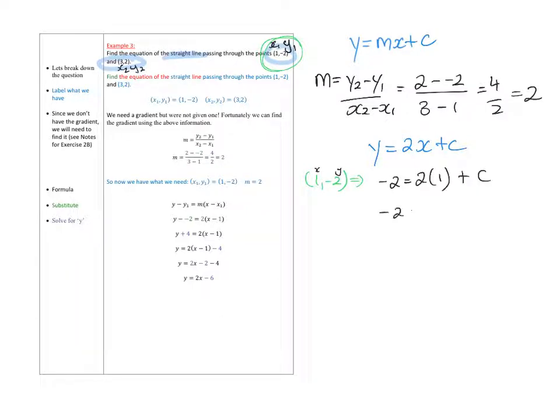So I've got negative 2 equals 2 plus c. You're going to bring that 2 over. What will the 2 do on the other side? A negative, isn't it? There's a little assumed positive there. So it's negative 4 equals c. So therefore, you're used to that symbol. A lot of math teachers will use that. y equals 2x minus 4. Yeah?